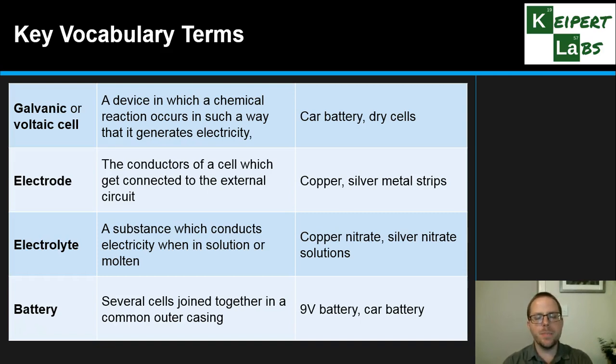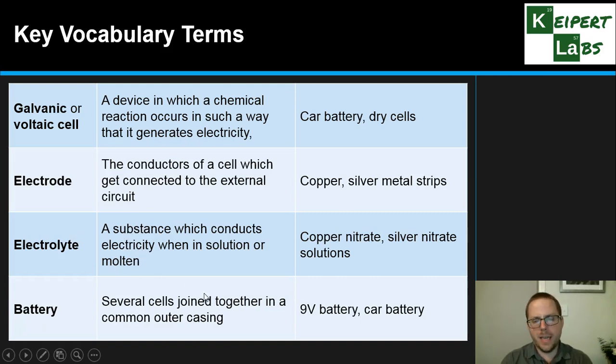The electrolyte is the substance which conducts electricity when in solution or when molten, so when melted at a high temperature. Okay, so our copper nitrate and silver nitrate solutions were electrolytes in this case. They allowed electricity to flow.